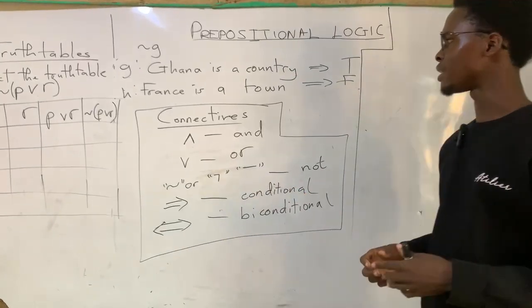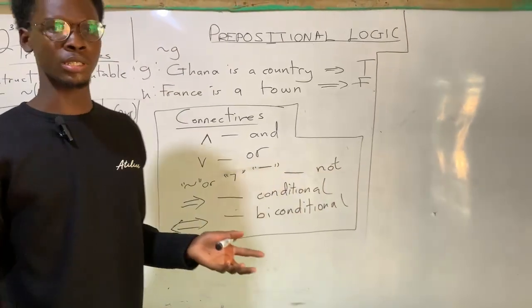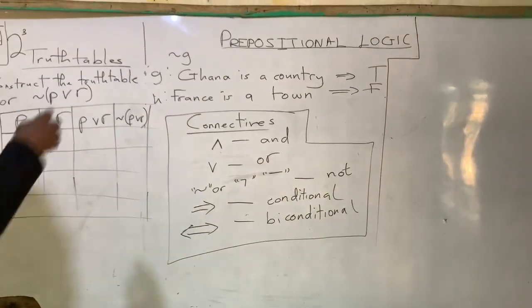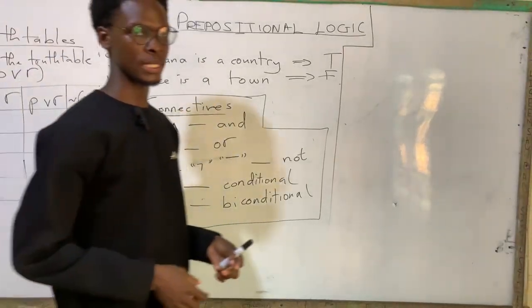We have the second one, France is a town. Is France a town? It's not a town. So it evaluates to false, right? Then we have simple statements and compound statements.